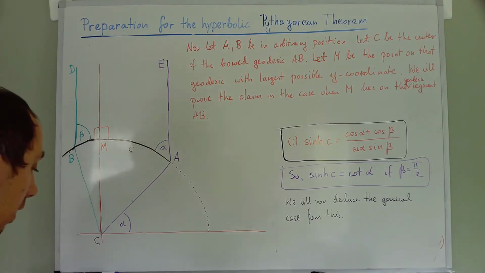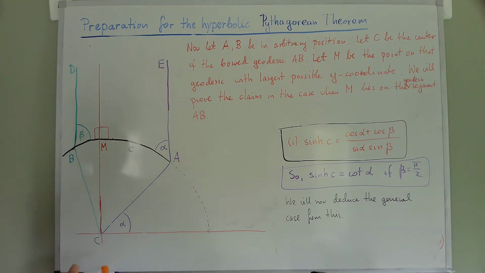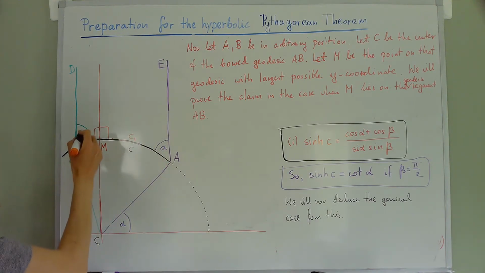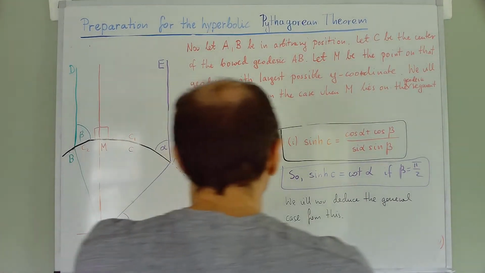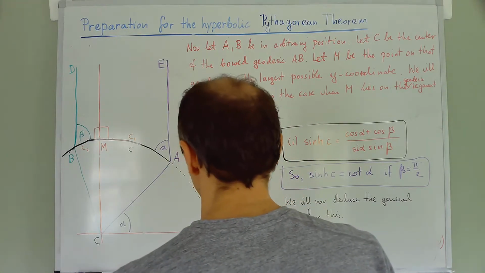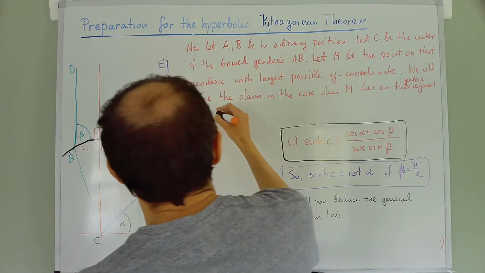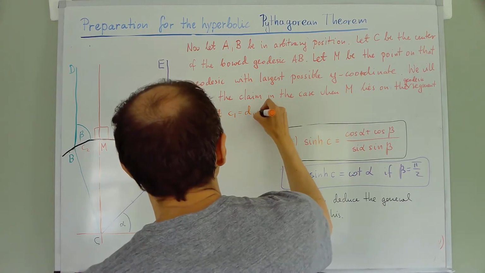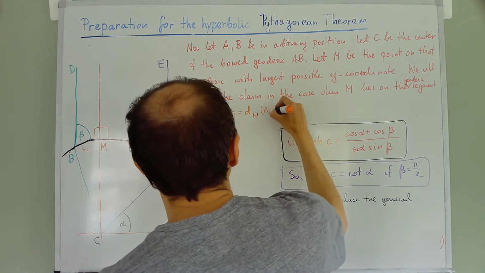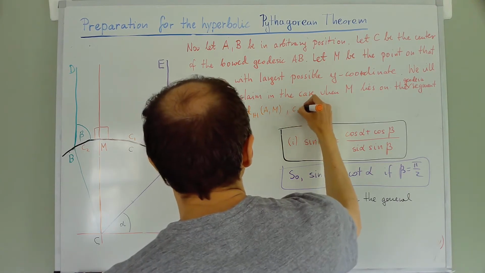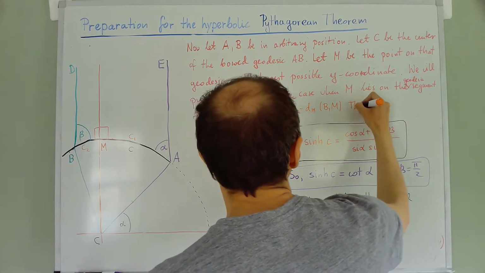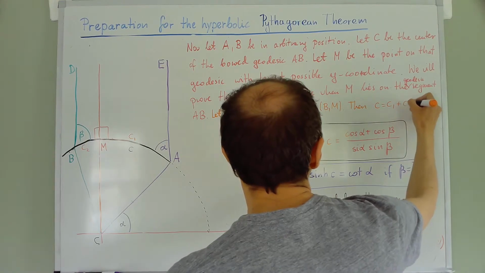So I'm going to denote by C1 this length from A to M, and C2 the length from B to M. So let C1 be the hyperbolic distance between A and M, and C2 be the hyperbolic distance between B and M. Then C is equal to C1 plus C2.